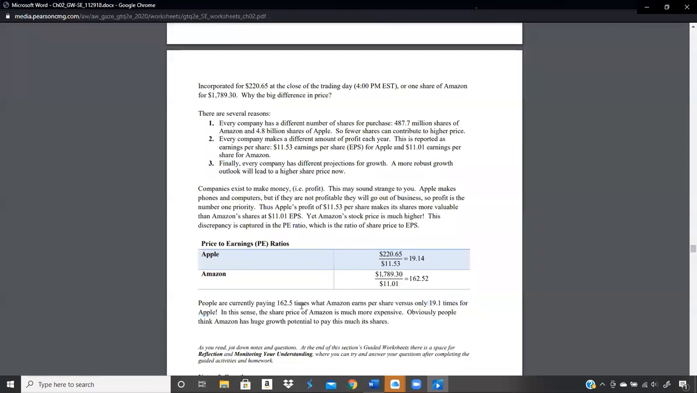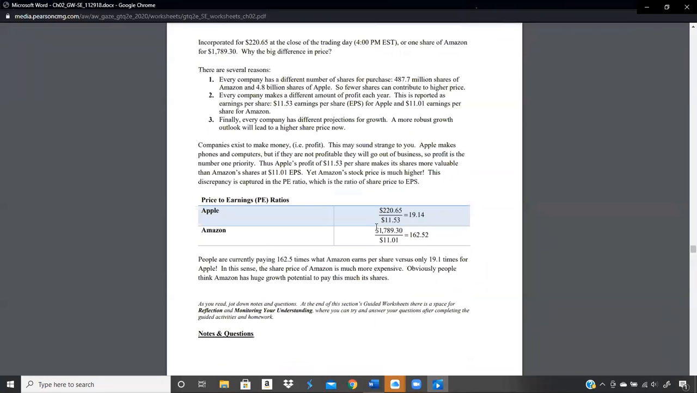But it's a traditional way. So I will just go ahead and spoil this. This 20 number, this 19 number, is a lot closer to the porridge, the sweet spot. This 162 is way out there. It sounds a little ridiculous. So obviously people think Amazon has huge growth potential to pay this much for its shares, and they just keep proving that they do. Because again, at the time of this printing, it was at 1,800, and now I'll pull up my stock ticker on my phone.